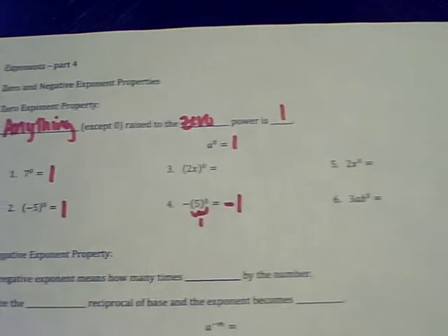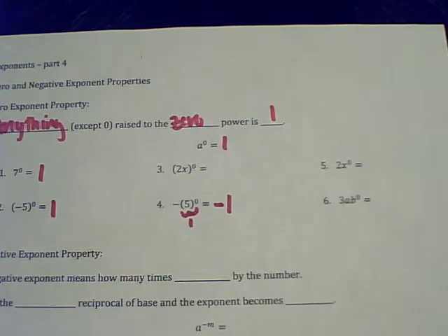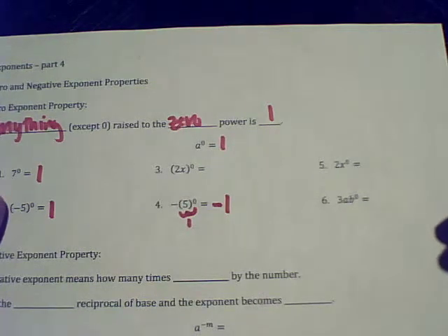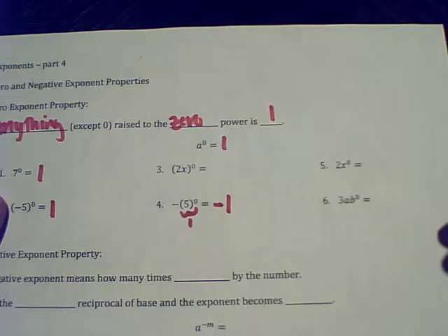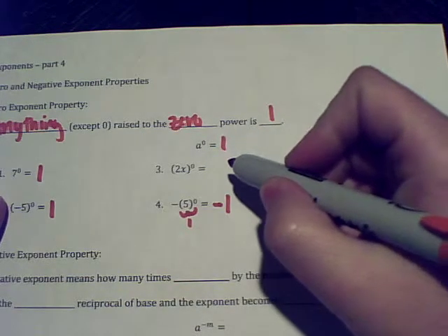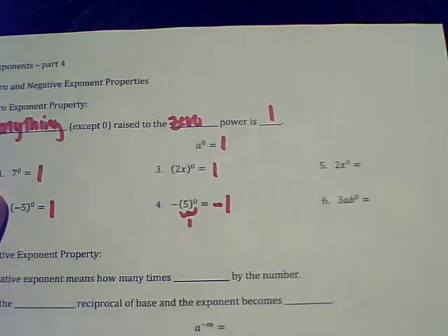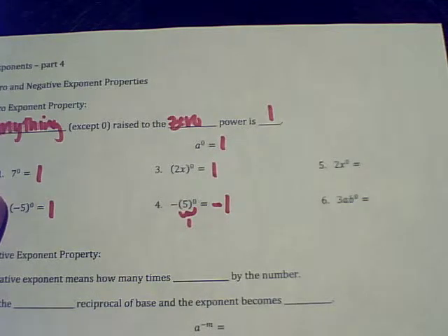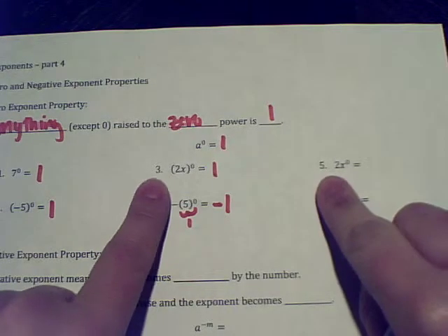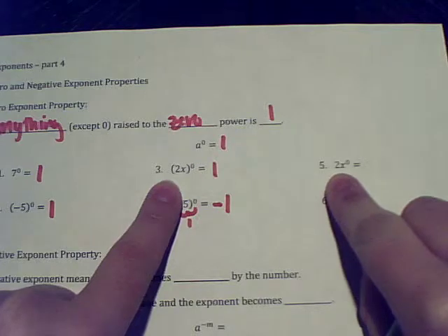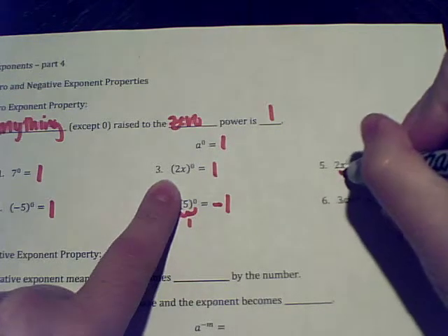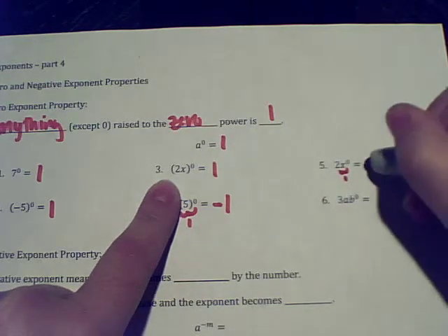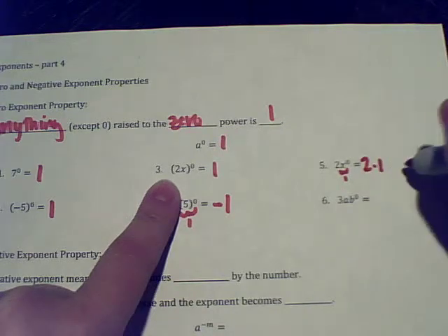So in this case, this one's negative 5. Alright, now I want you to pause and try numbers 3, 5, and 6 on your own. Alright, if we look at number 3, the whole 2x is in parentheses to the 0 power, so that's going to give us 1. If we look at number 5, just the x has the 0, so again, parentheses are the difference. Just the x has the 0, so this piece right there is 1. So I'm going to have 2 times 1, which is just 2.